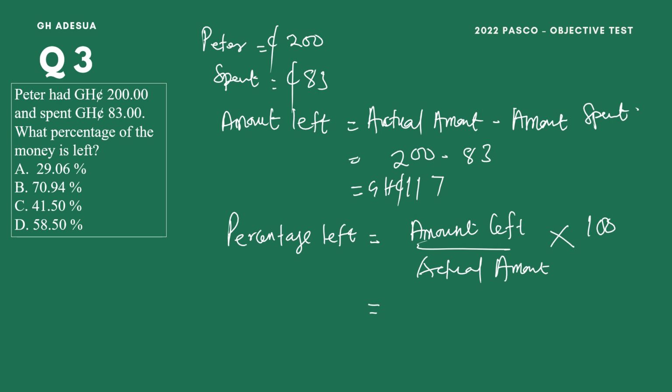So we know the amount left after we purchased it is 117 remaining, and we have 200. So 117 over 200 times 100. The two zeros cancel out, and then 117 divided by 2 gives us 58.5%, or 58.50%. We looked at our options, and we realized that that is option D.